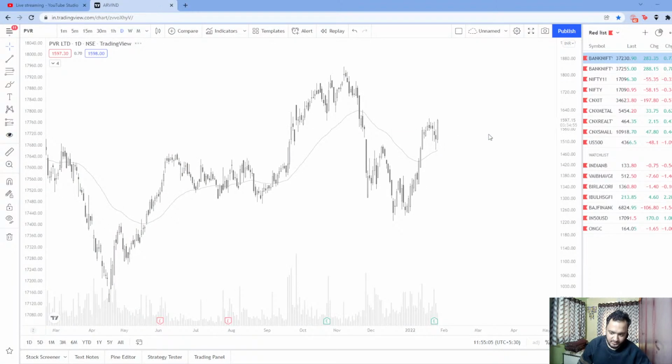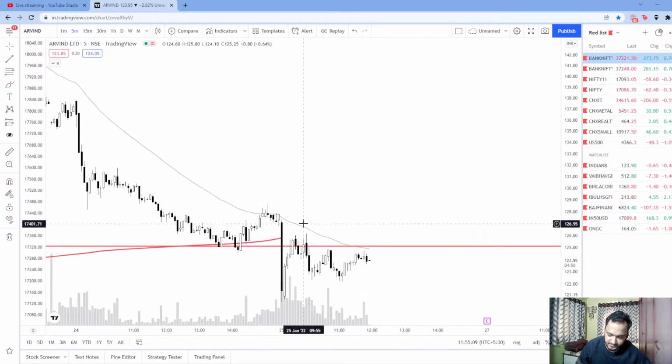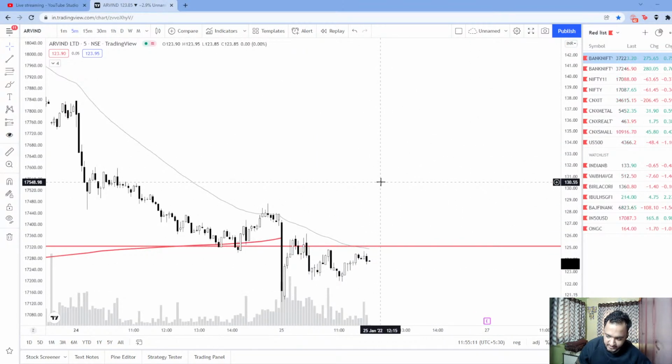Don't buy PVR. Arvind, yeah, looks good. Wait for it to set up. Not showing any sort of bullish behavior. So wait for it. Don't jump in. The demand zone is good.